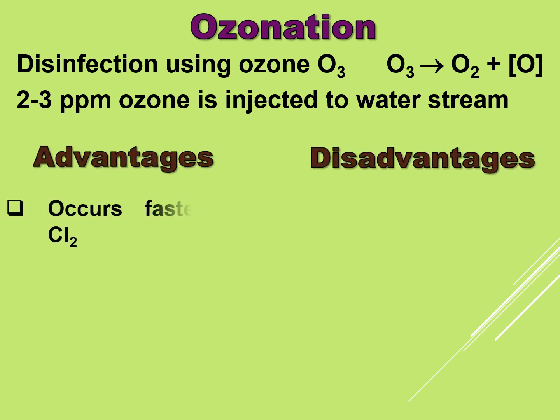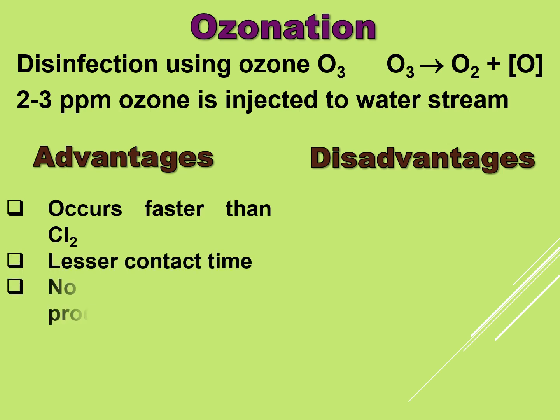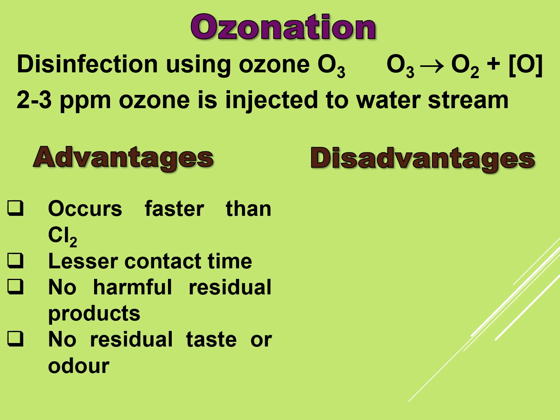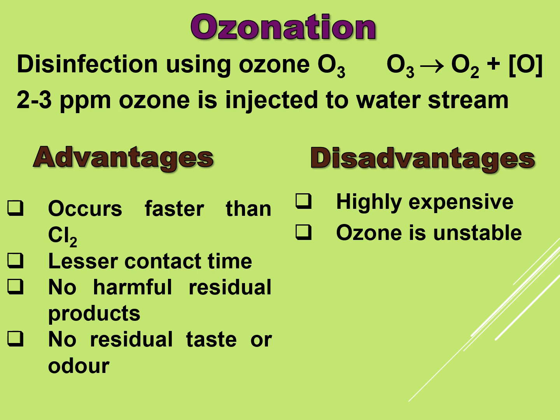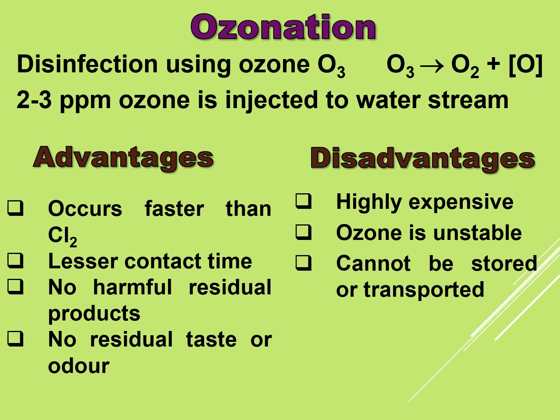Advantages of ozonation: it occurs faster than chlorine, it has lesser contact time, no harmful residual products are formed, no residual taste or odor for water, etc. These are the important advantages of ozonation. Disadvantages: it is highly expensive. You have to use high voltage for the synthesis, and that is very expensive. Then ozone is unstable. You cannot store it, you cannot transport it, you have to synthesize it at that time. It is called in situ synthesis.